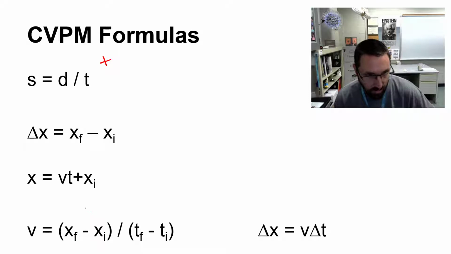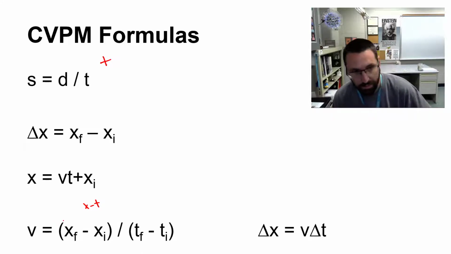This next one comes from the position time graph. It is the formula for velocity. The velocity is the slope of a position time graph, and slope is final minus initial position divided by final minus initial time. So if you use the xt graph, you'll be using this formula to calculate your velocity.